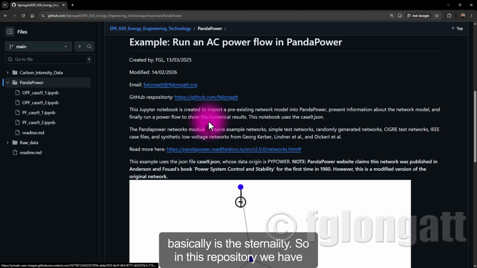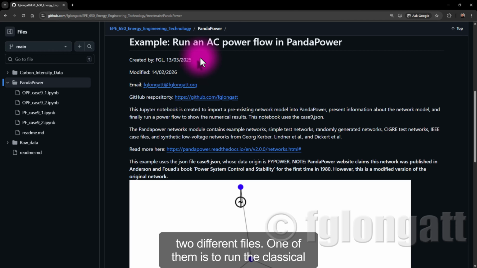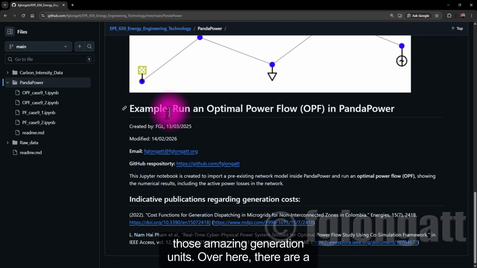So in this repository, we have two different files. One of them is to run the classical AC power flow, and the other one is to run the optimal power flow. When you are running the optimal power flow, of course, you need to have the cost function for the generation units. So you need to know how much it costs to produce each one of the megawatts coming from those amazing generation units.